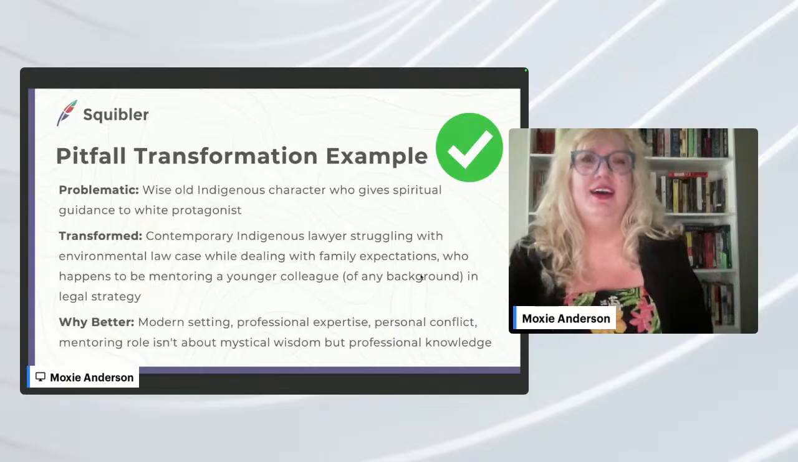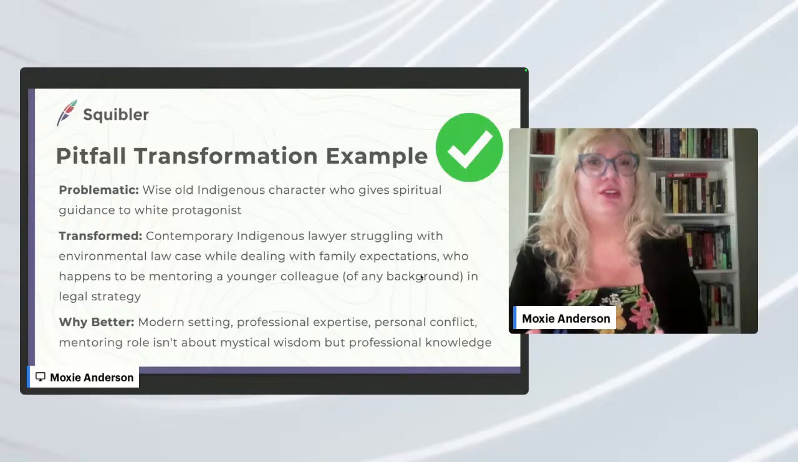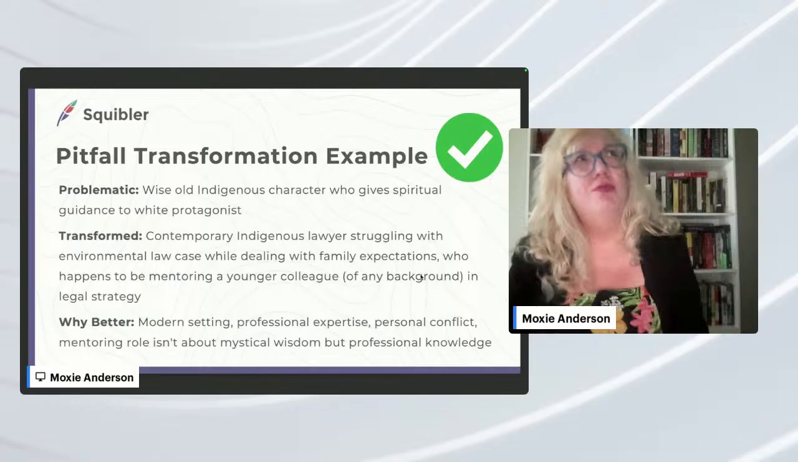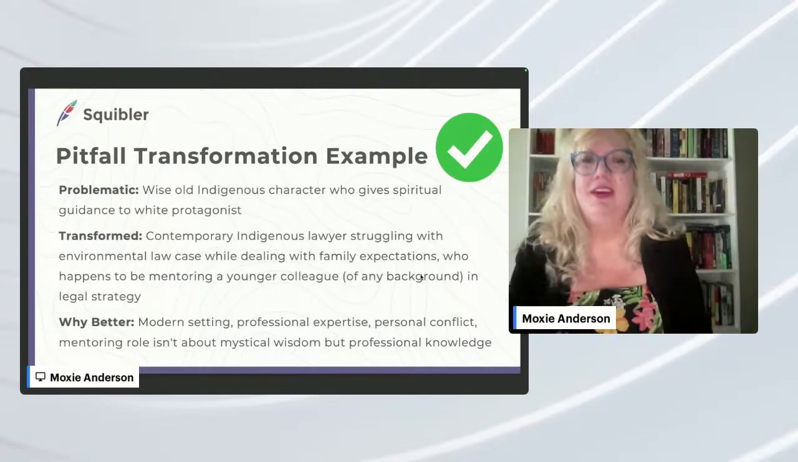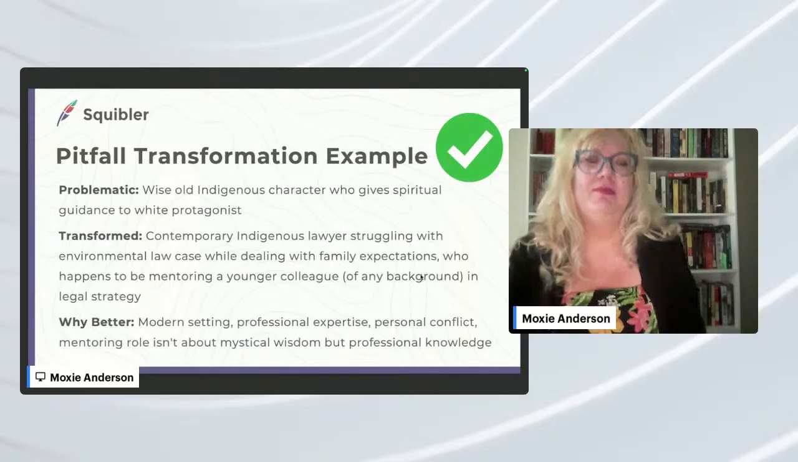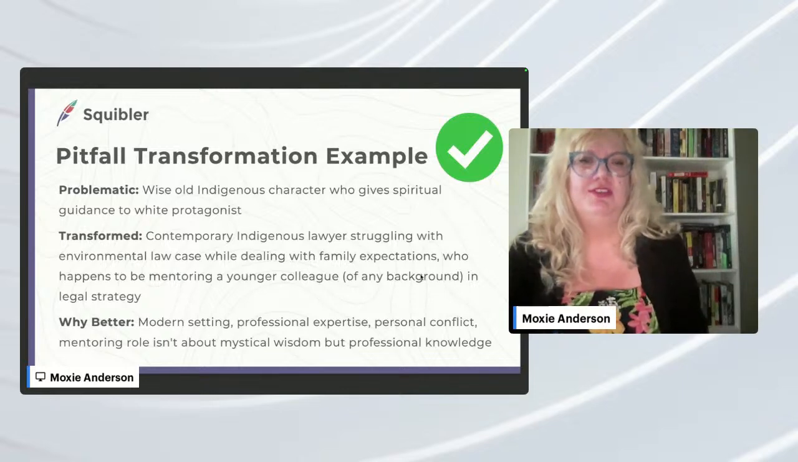We get to see someone not just dealing with things in their field, in their culture, but also more human, more common things in humanity, such as family issues and so forth. And why is this better? You've got professional expertise, personal conflict. The mentoring role isn't just about mystical wisdom, but professional knowledge.